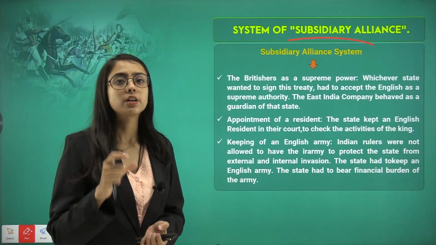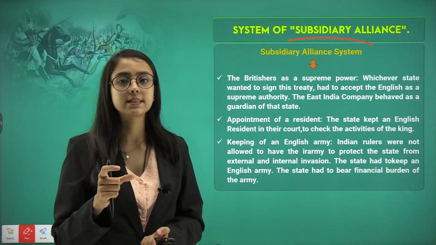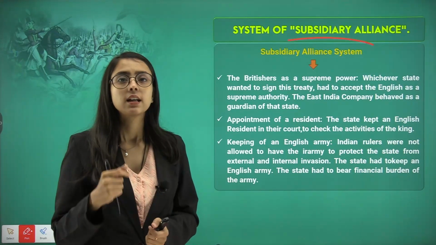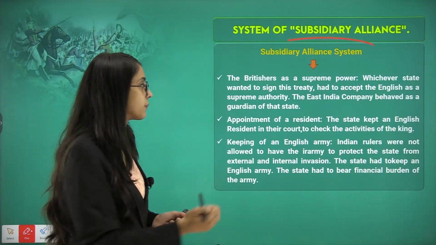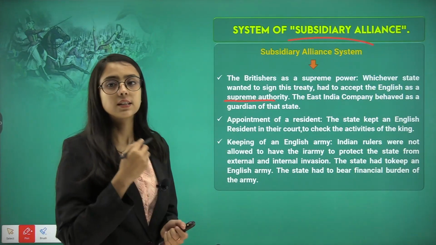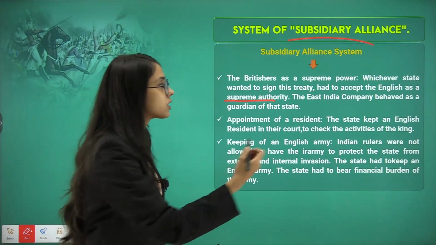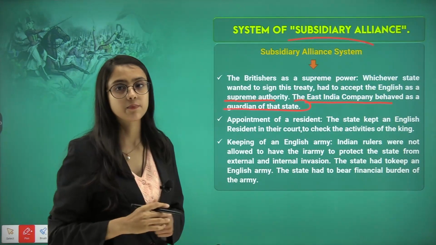So, the Britishers established themselves as the supreme power. Whichever state wanted to sign this treaty of subsidiary alliance had to accept the English as the supreme authority. So, the East India Company would become a guardian of the state.